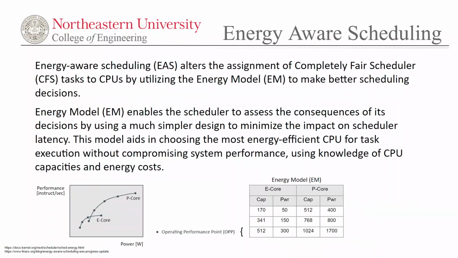In each, there are multiple entries of their operating points, like the sweet point for the CPUs to get performance at certain capabilities and power. So, as on the left, the energy cost is 50, so these are the bottom points in the E core curve.